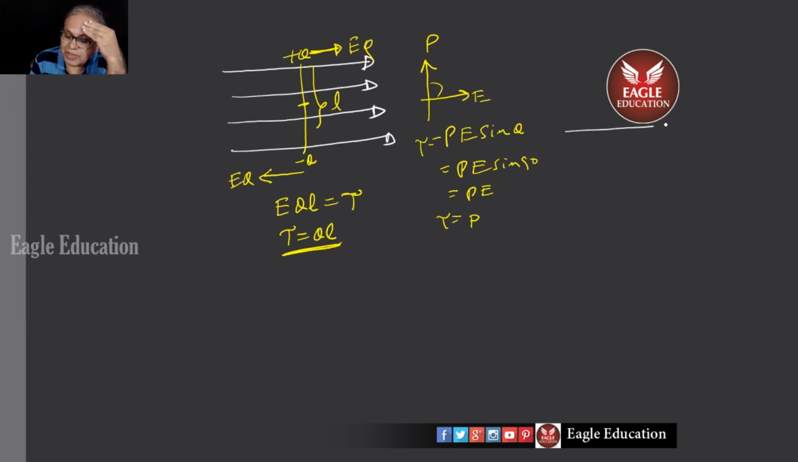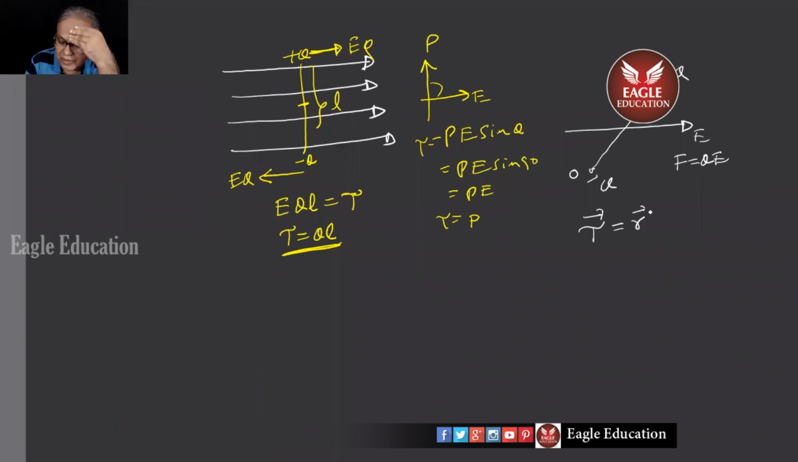Look, this is our E. This is our L, minus to plus. I'm not drawing all the other lines. If I take my origin here, if I have to find out R cross F, E means force is QE. So I can write tau equals R cross F in vector form. But remember what is R here.